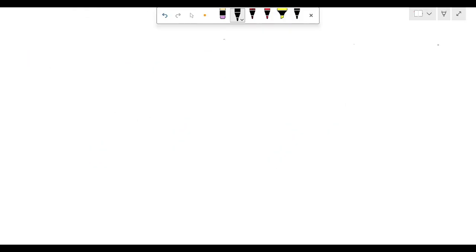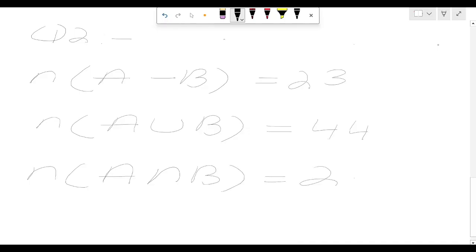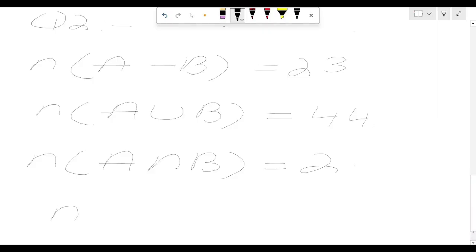Let's attempt question number 2. Question number 2 states, if n of A minus B is equal to 23 and n of A union B is equal to 44, then n of A intersection B is equal to 2. Now we need to find n of B minus A, and we need to find the value of n of B.